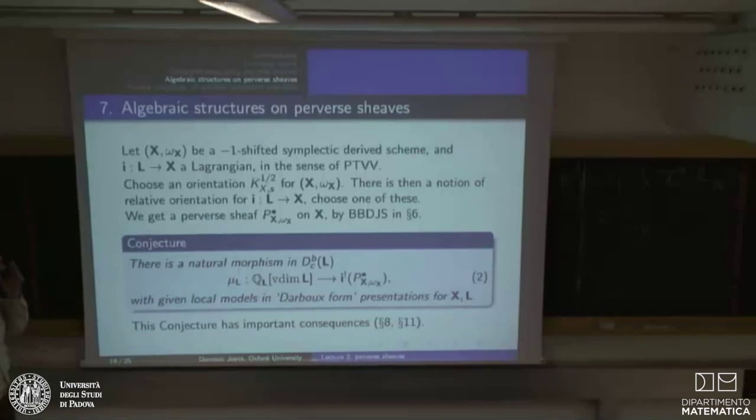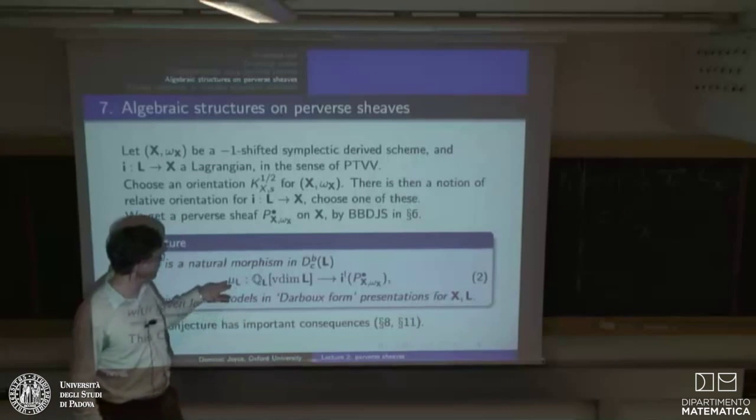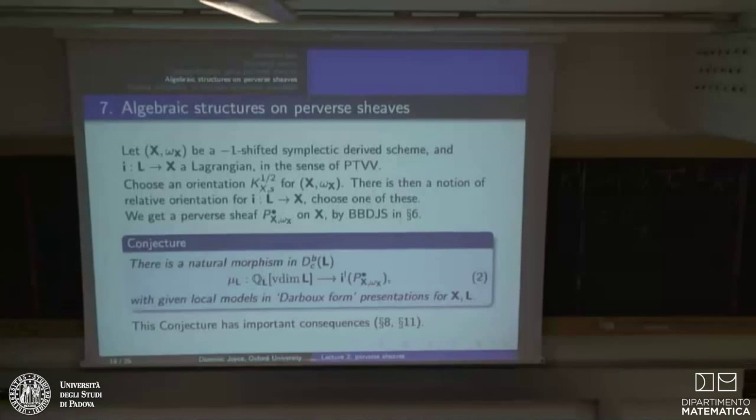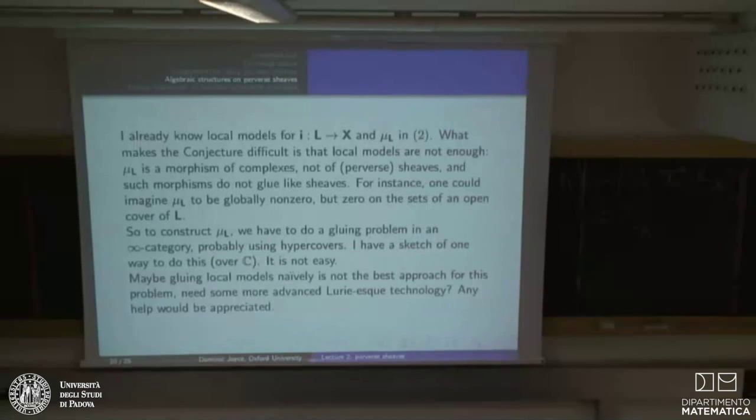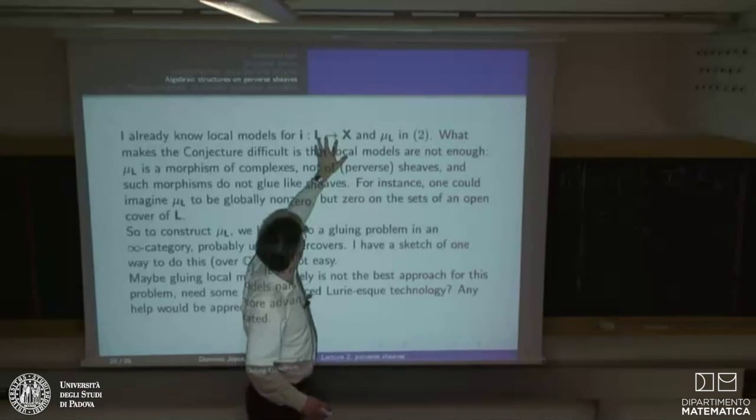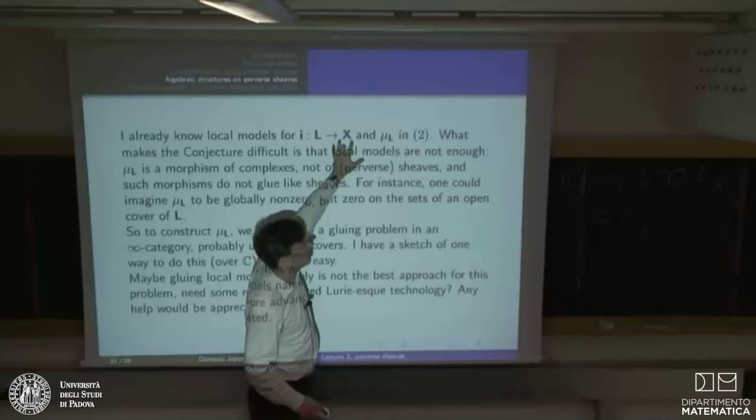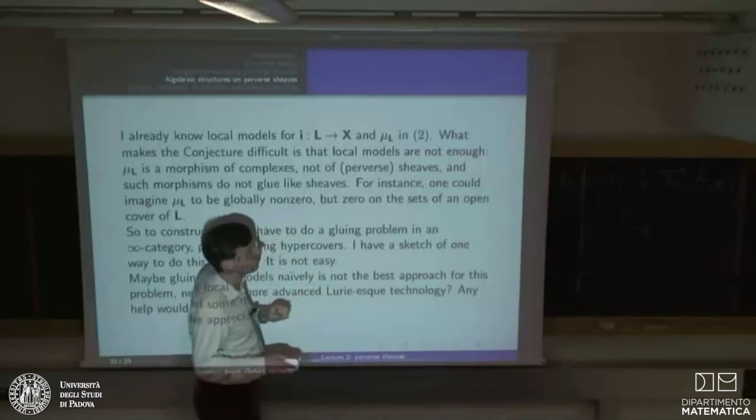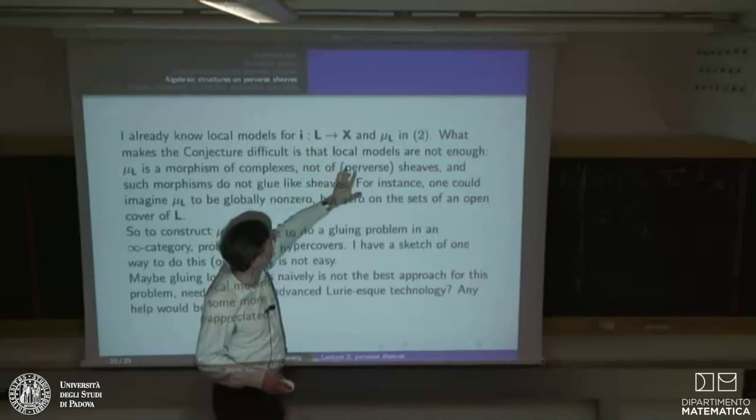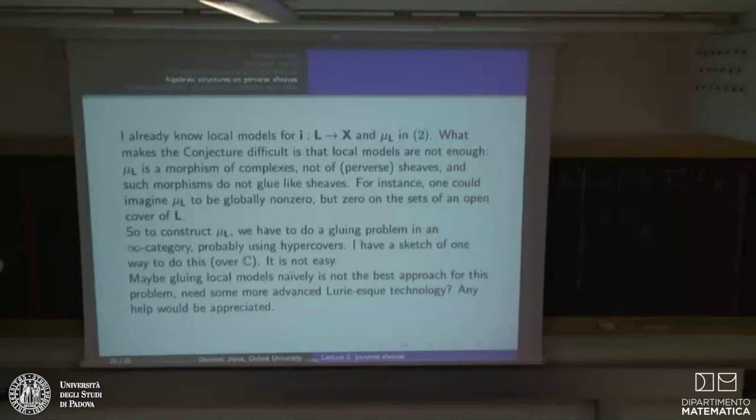Okay? And I will conjecture also that I could tell you what the local model for this map is in Darboux form presentations for X and L. So this conjecture has some important consequences. I already know local models for these Lagrangians. Well, I've told you the Darboux theorem for shifted symplectic things. So there should also be a derived Lagrangian neighborhood theorem, which gives you local models for Lagrangians inside the local models for the shifted symplectic things. That's something I'm working on with Dario Beraldo.